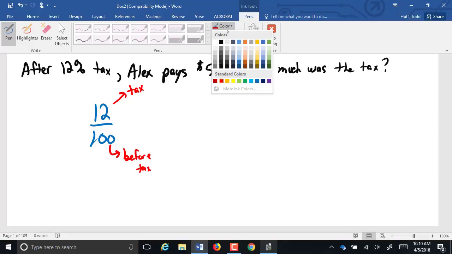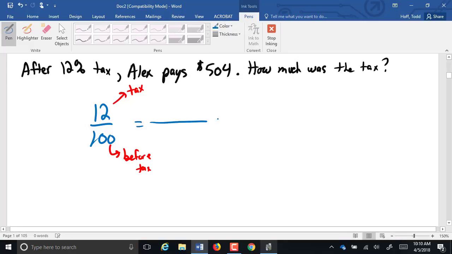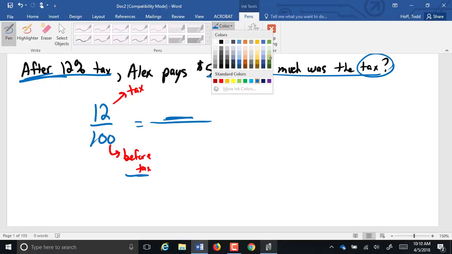What are we looking for in this problem? How much was the tax? That's this number. That works. Do we have the amount before tax? No, the 504 is after tax. So again, we have to adjust our percent.